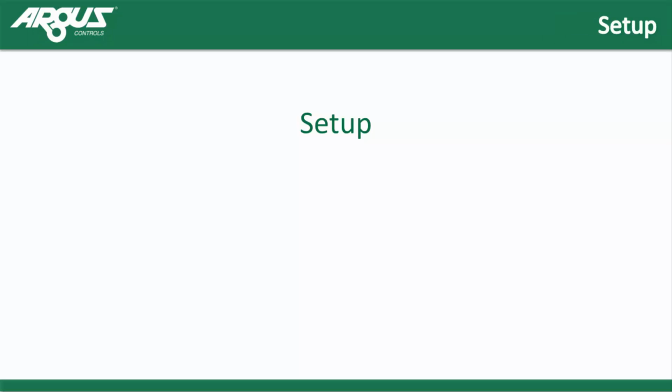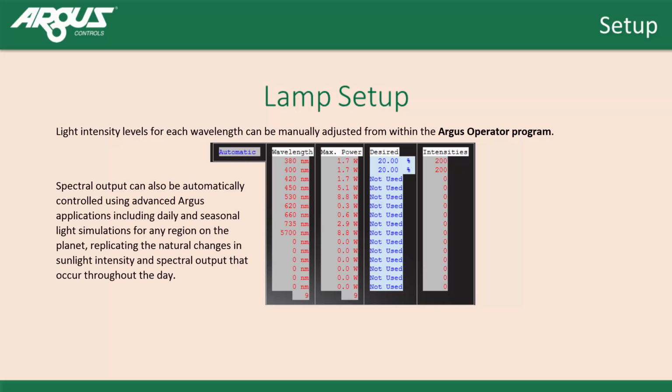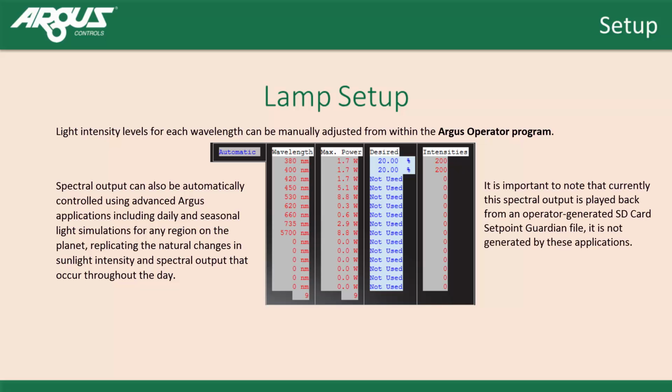Setup. Light intensity levels for each wavelength can be manually adjusted from within the Argus operator program. Spectral output can also be automatically controlled using advanced Argus applications, including daily and seasonal light simulations for any region on the planet, replicating the natural changes in sunlight intensity and spectral output that occur throughout the day.